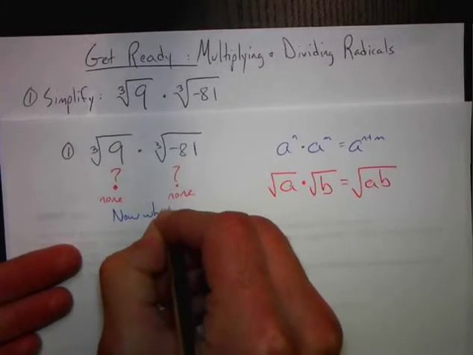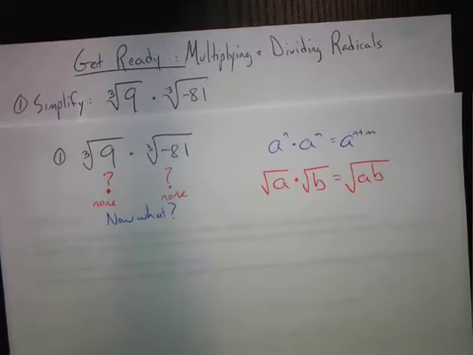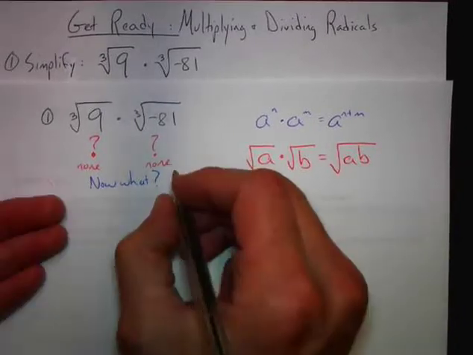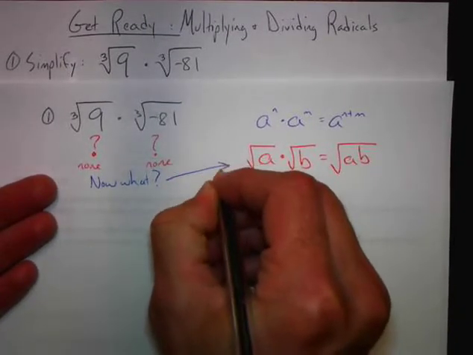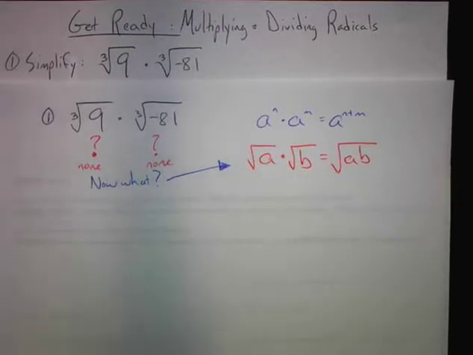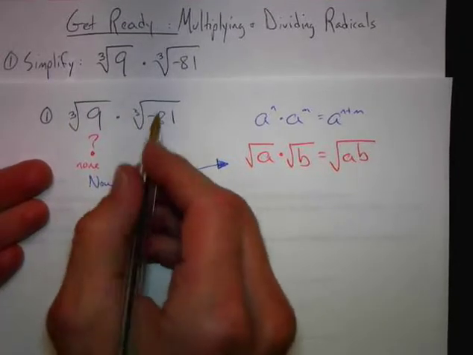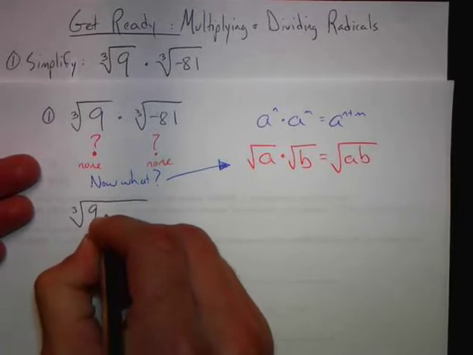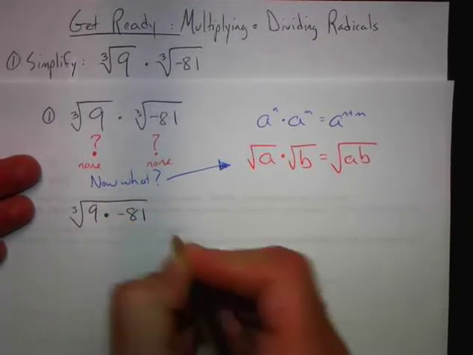We have to be aware of some things. You're going to see in this lesson, it's all about awareness. So we're thinking, now what can we do? Now we can apply this little rule. What this little rule says is that if I have the cube root of 9 times the cube root of negative 81, that means I can have the cube root of 9 times negative 81.